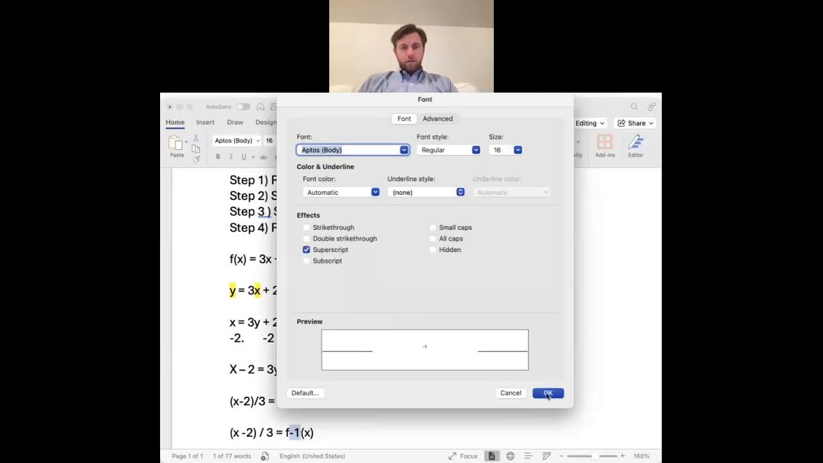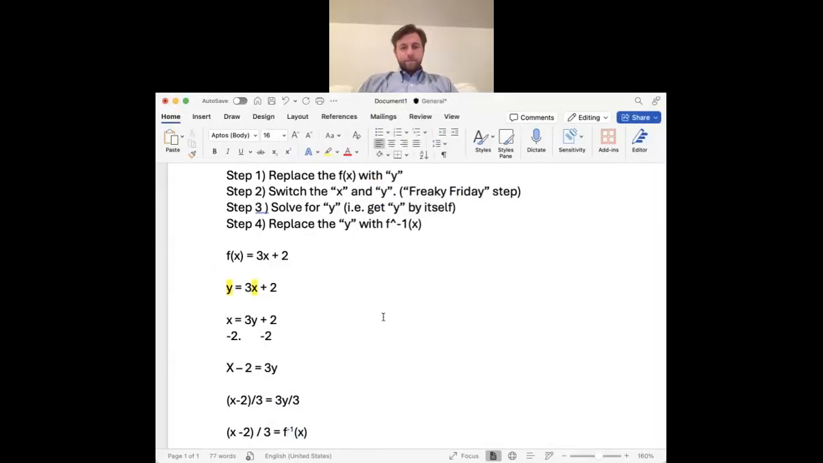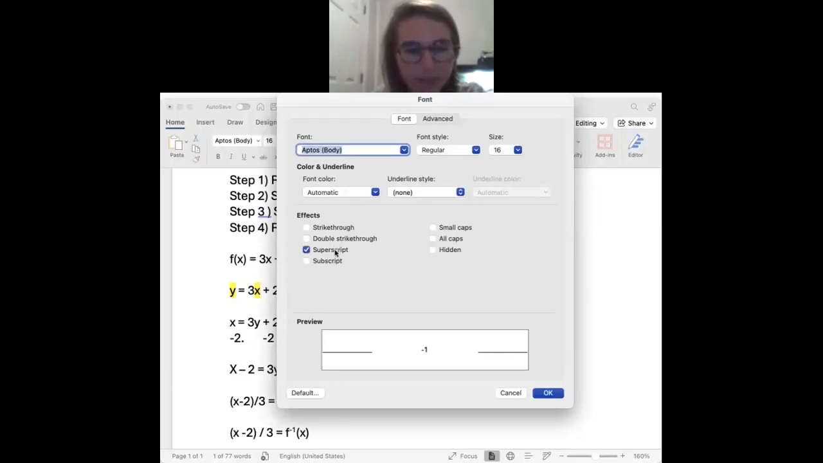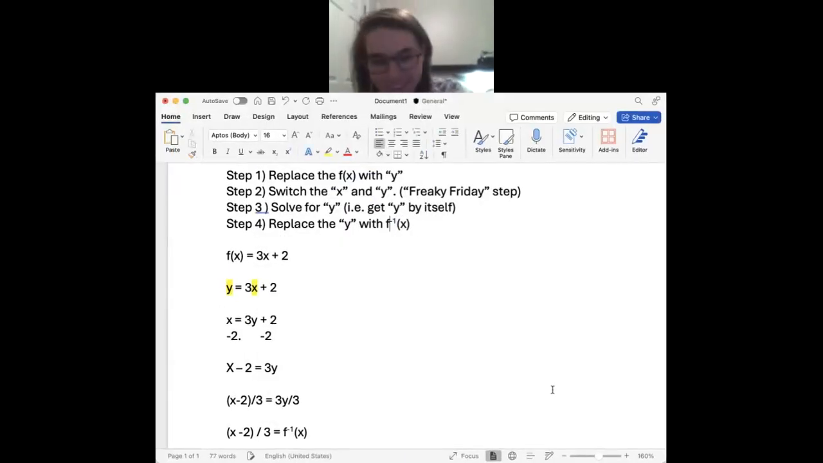Can I ask a quick question about that form, just how it's written? Is it replace y with f to the negative first power of x? It's supposed to be inverse. Got it. Thank you. So now I got it better.